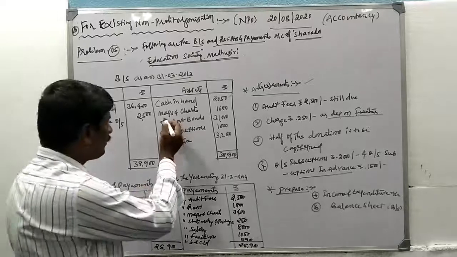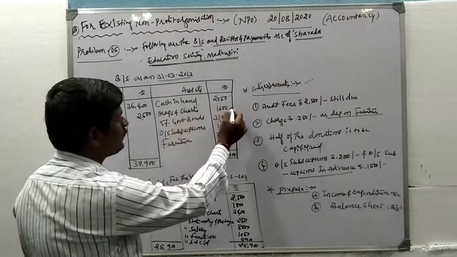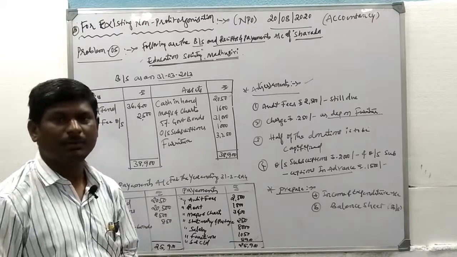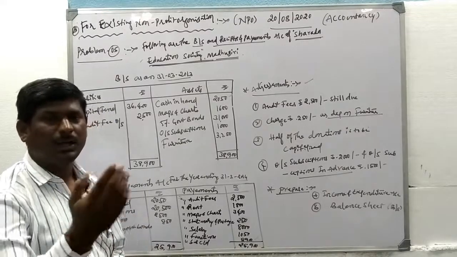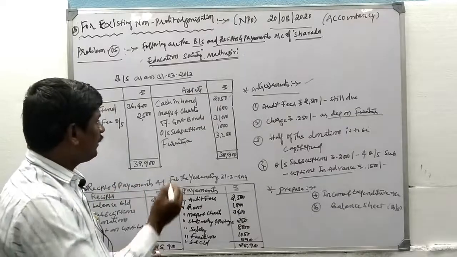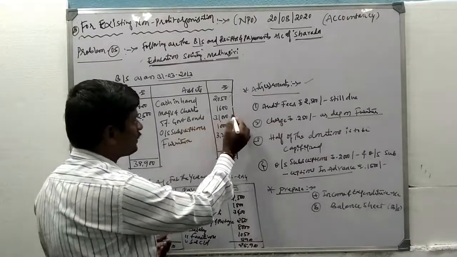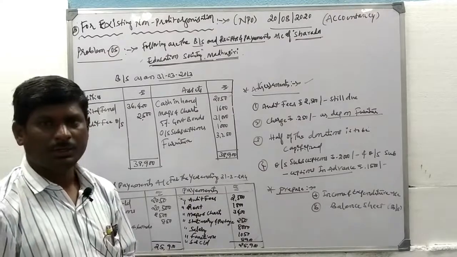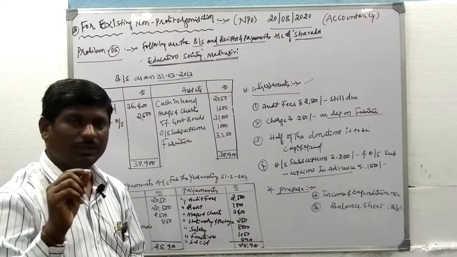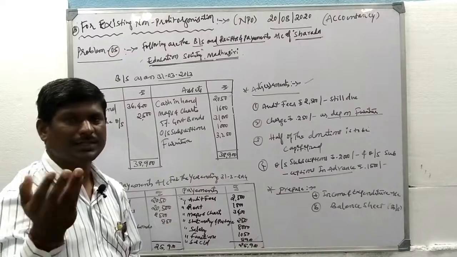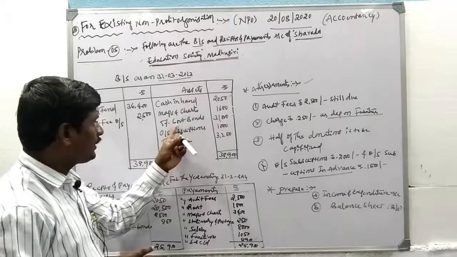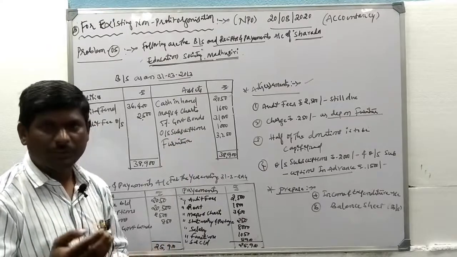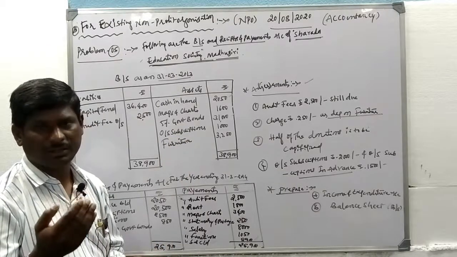Next, maps and charts, rupees 1,600. Maps and charts are an asset and will be transferred to the asset side of the balance sheet. Next, 5% government bonds, rupees 31,000, is given in the previous year balance sheet. That amount is also transferred to the asset side of the balance sheet as 5% government bonds, meaning bonds received by the non-profit organization.